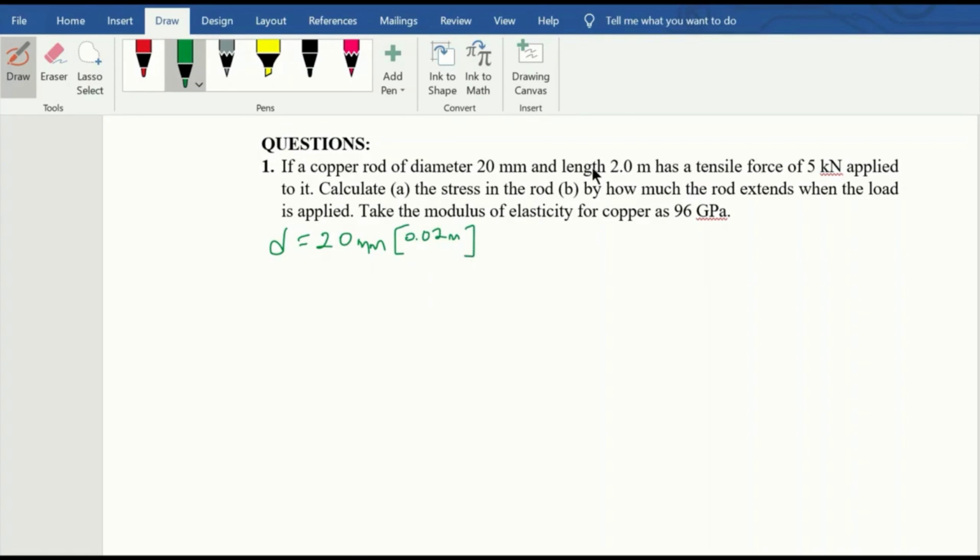Alright, we are given the length of the material. The length is given as 2.0 meters. Alright, so we are given the tensile force. The force is given as 5 kilonewton. We convert this to Newton. It becomes 5 times 1,000. That gives us 5,000 Newton.